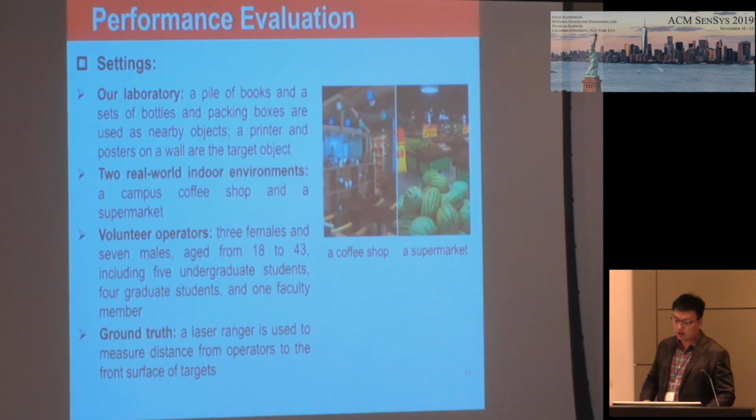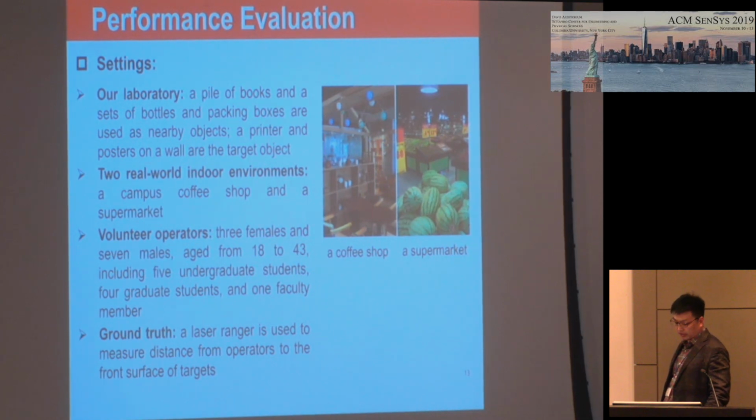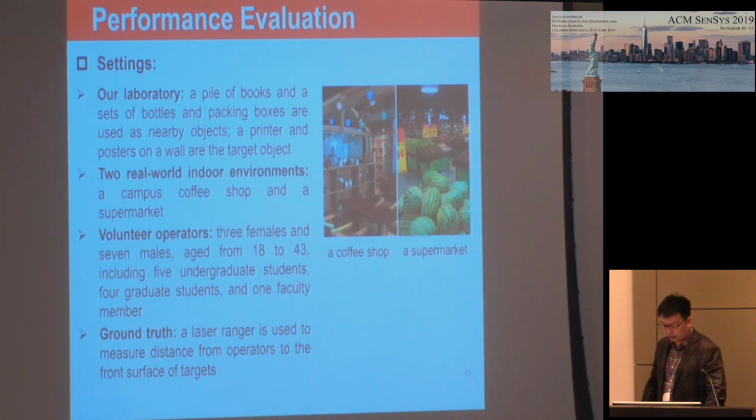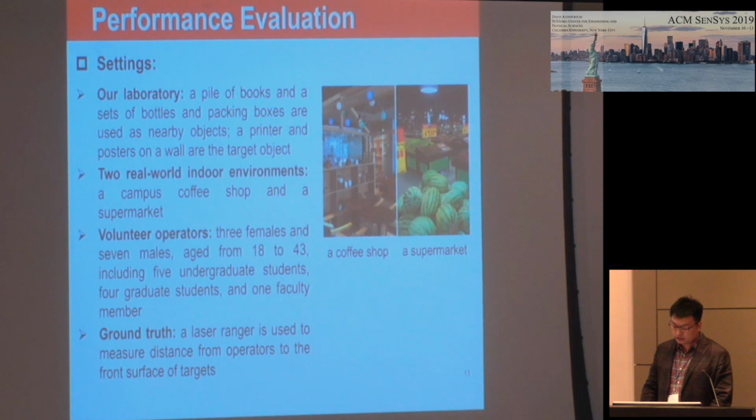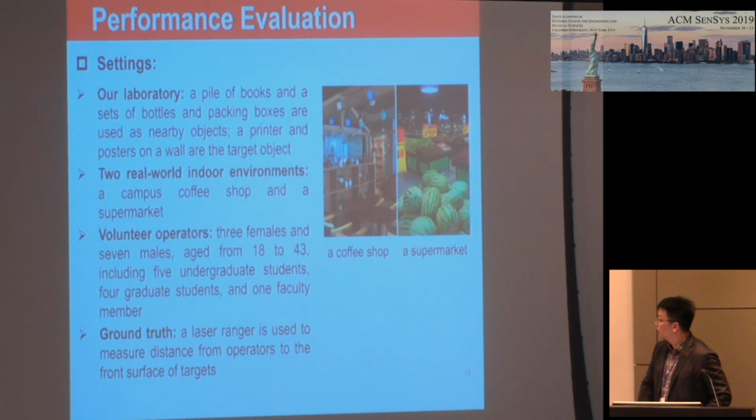So I'm going to introduce the performance evaluation. For the settings, we do evaluation in both our laboratory and 2 real-world indoor environments. We also include 10 volunteers as the operator to run the HyperSight. The ground truth is measured with a laser ranger. We measure the distance from the operator to the target, actually the front surface of the target, because probably the target will also have some depth.